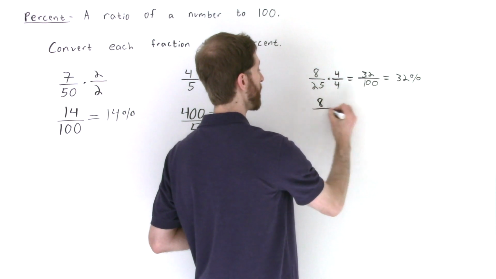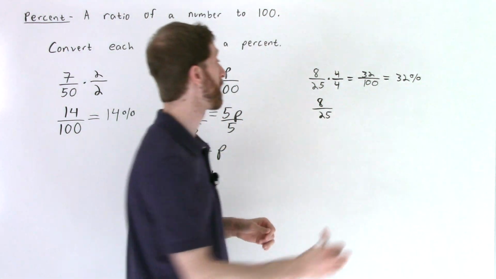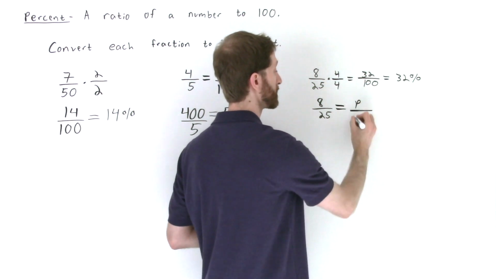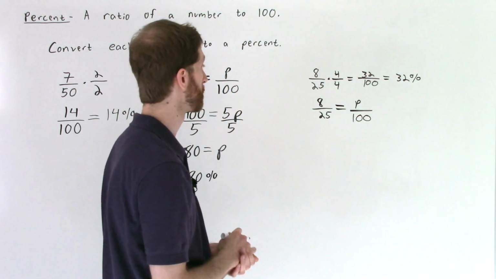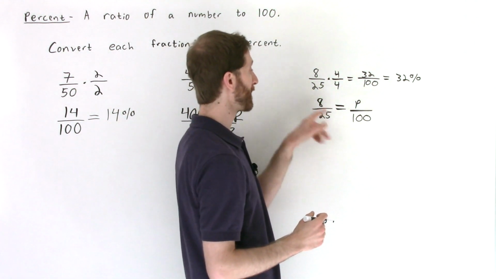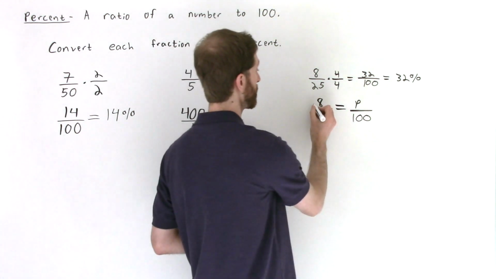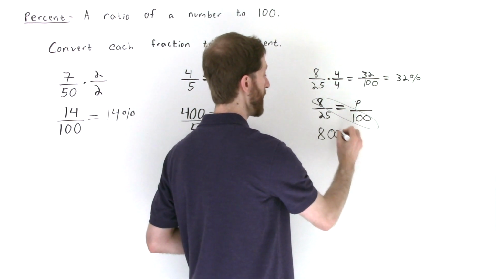We're saying 8 out of 25 is our ratio, and we want it to be a number out of 100. We want to set it equal to some number P for percent out of 100, because a percent is a ratio out of 100. So with this problem, I can't really reduce the left-hand side, so I'm going to go ahead and cross multiply. I'm going to cross multiply 8 by 100, and that's going to net me 800.